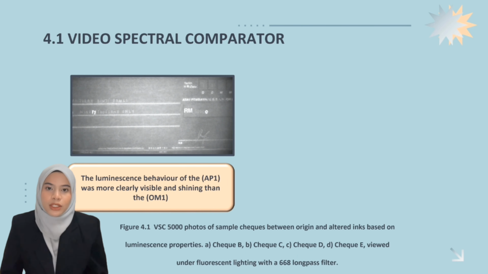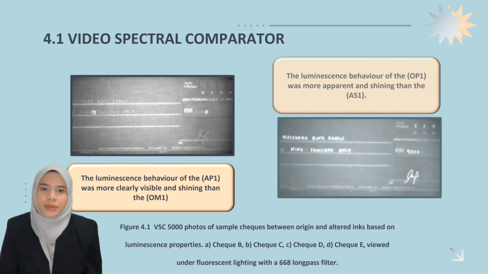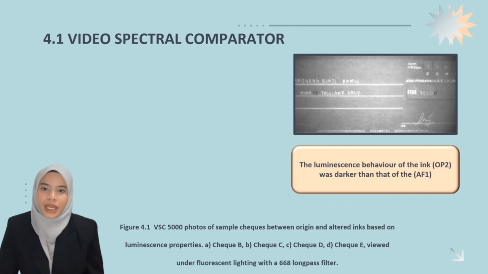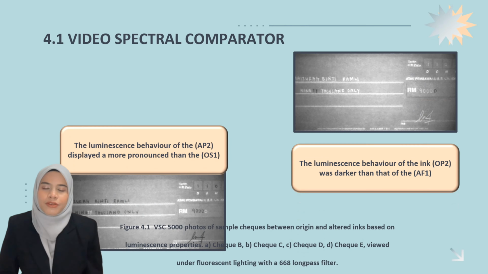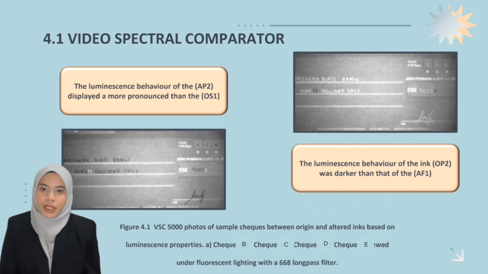For check A, the luminescent behavior of the altered ink was more clearly visible and shiny than the original. However, for check B, the luminescent behavior of the original ink was more apparent and shining than the altered ink. Next, for check C, the luminescent behavior of the original ink was darker than the altered ink. For check D, the luminescent behavior of the altered ink was more pronounced than the original ink.